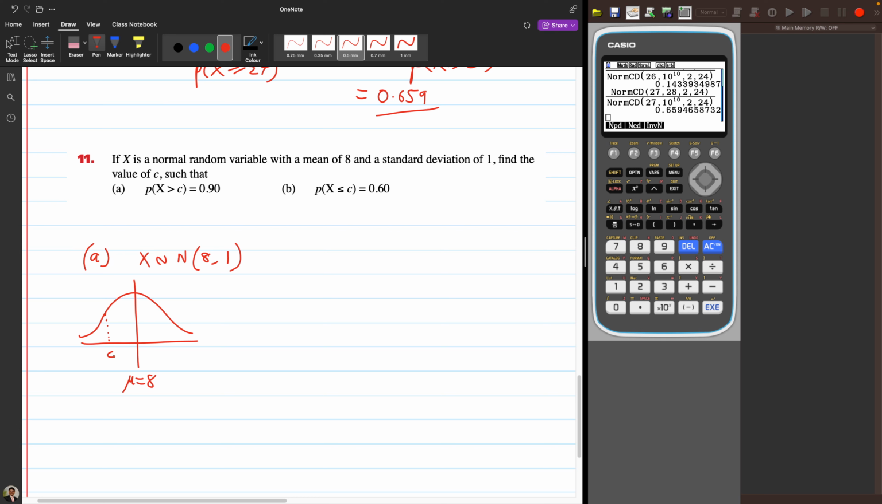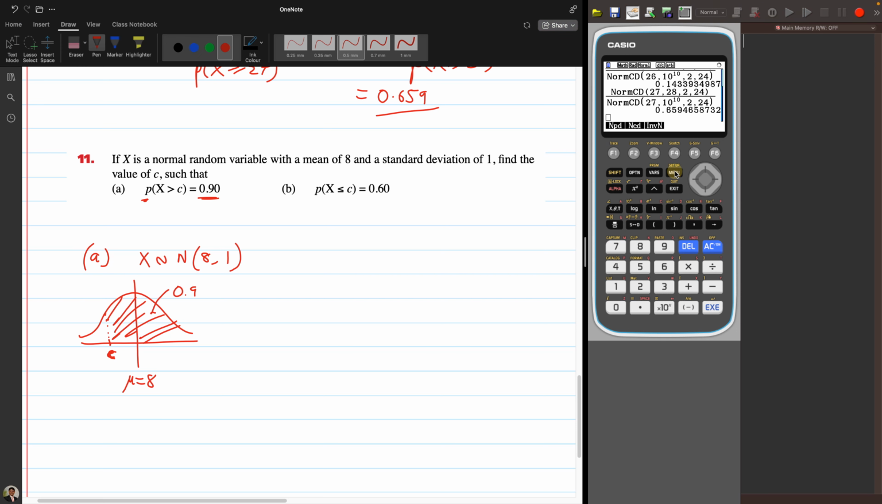So 0.9 means obviously this whole area is 0.9. Probability is the area. They've given you the probability. There's a c value above which the area is 0.9. That means from the probability you have to find a variable value. Up till now, from the variable value you were finding the probability. So I don't do inverse normal.